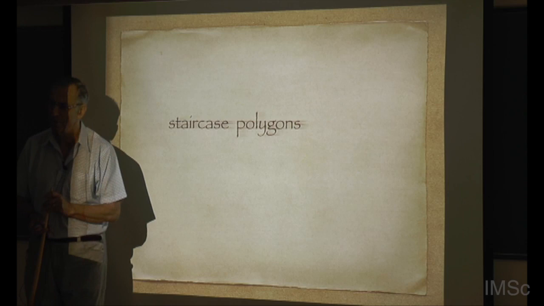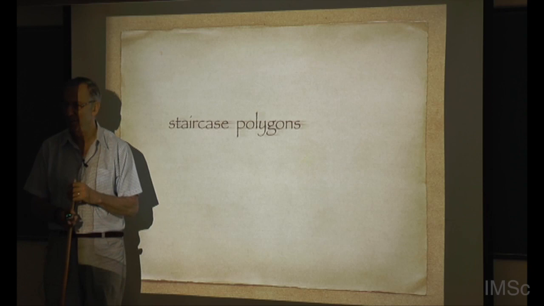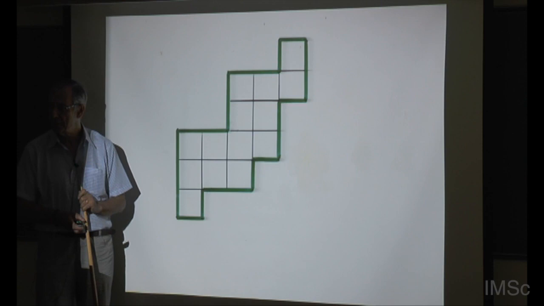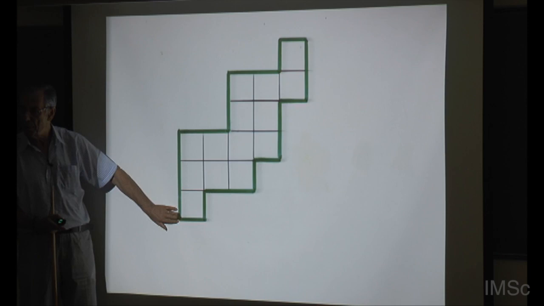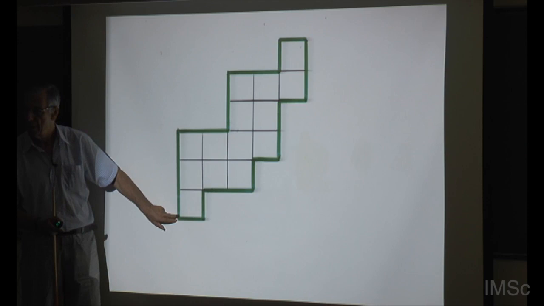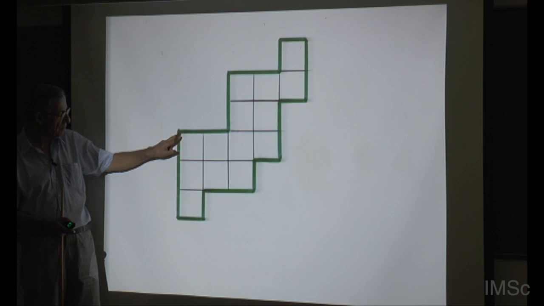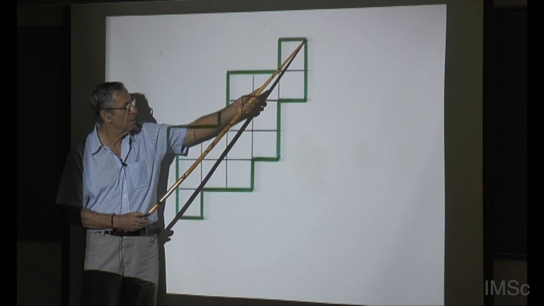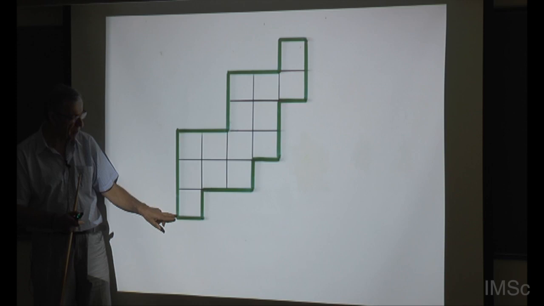I have three more objects in my garden: the staircase polygon, the triangulation of a polygon, and the non-crossing partition. So the staircase polygon is this kind of thing. You start from here. There are two paths, this upper path and this lower path. They start at the same vertex. They go always north or east. They finish at the same vertex, and they never intersect before, except at the starting point and ending point.